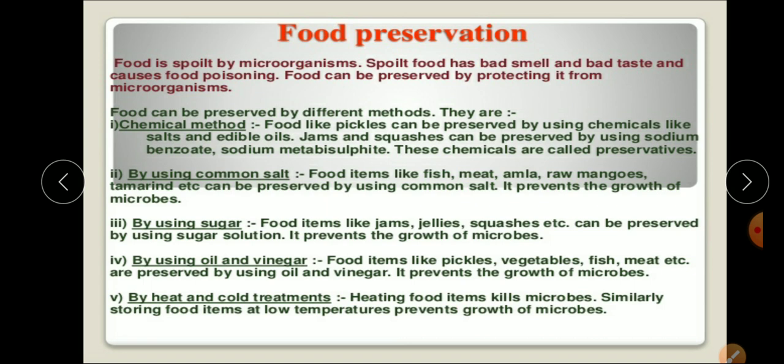Understood? So these are a few methods from which we can preserve our food, that is food preservation. In food preservation, we can protect our food from microorganisms.